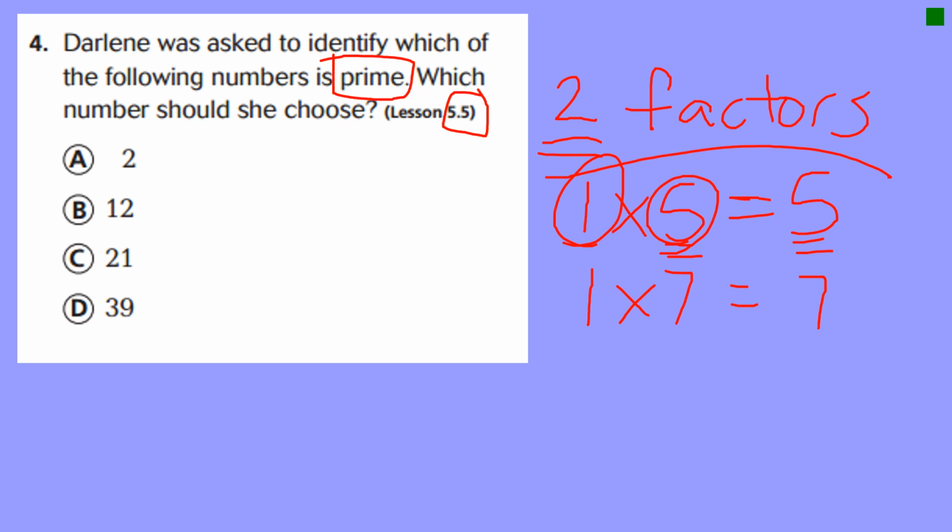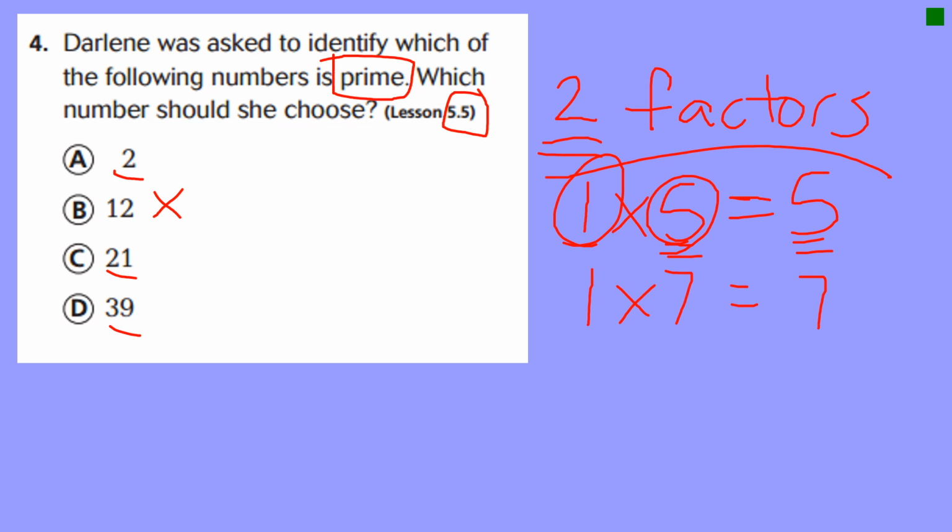So let's look at our list. 2, 12, 21, 39. Well, I'm immediately eliminating 12 because 12 is an even number, and I know that can be divided by 2. Now, 21 and 39. Don't be tempted to choose one of those because they are odd. Odd numbers are not always prime. Okay? And then, of course, up here we have our friend 2.